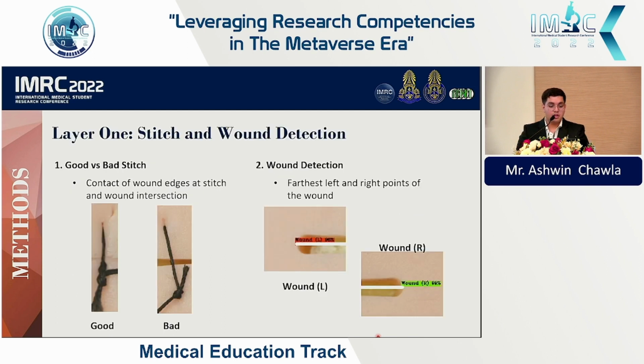Coming into our training program, in our first layer, we did stitch and wound detection, where the AI would first detect each different type of stitches in one photo, since there are multiple. After that, the AI will then detect whether they are good or bad, depending on the contact wound of edges at stitch and wound intersection. So for example, in the image over here is an example of a good stitch, since the wound is close together. And over here is an example of a bad stitch, since the wound is still open. Apart from that, in the first layer, the AI will also detect the furthest left and right points of the wound, labeling them as wound left or wound right.